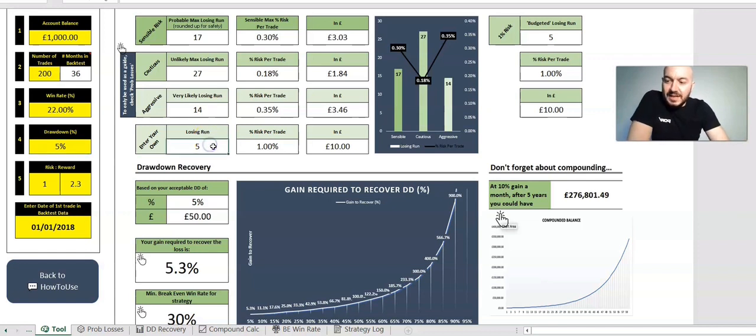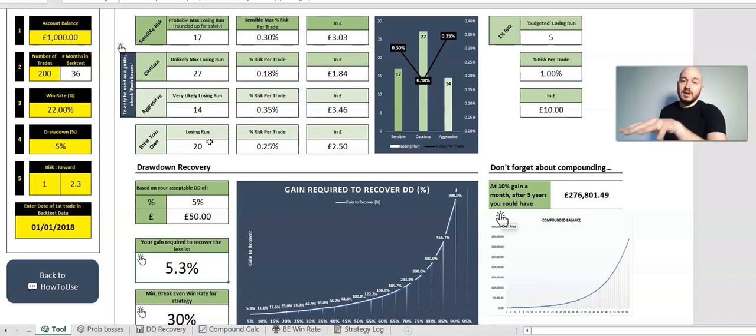So this one here is where you might enter your own. You might go, okay, well 27 is very unlikely, 17 is more probable. I'm going to plan for a 20 losing streak to give me the confidence that I don't really need to worry, because that's something that I'm planning for. So what that does is it tells us that our percentage risk per trade should be 0.25%.